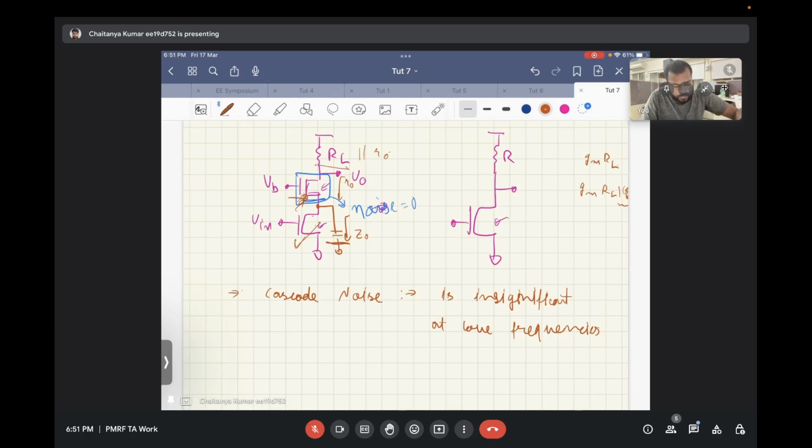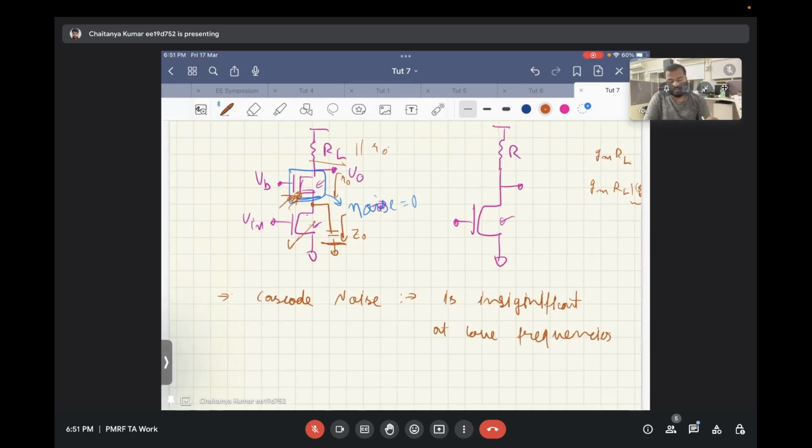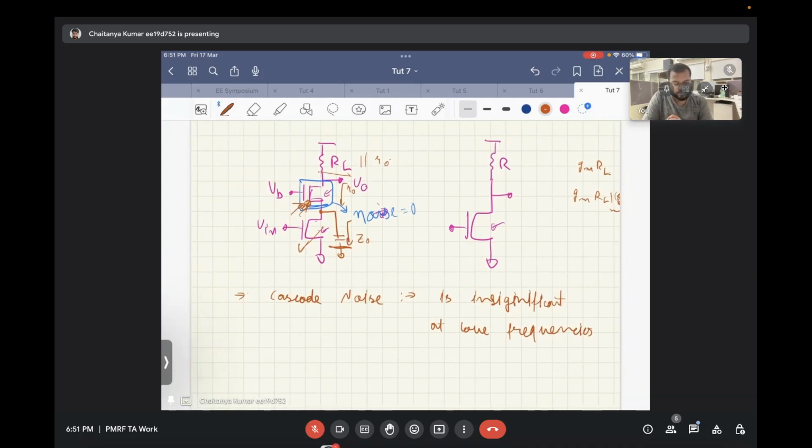But generally what happens is, you will try to increase the size of this transistor. If you increase the size of this transistor, the transconductance of this transistor increases, and in that case, the noise contribution from this noise source will basically reduce.